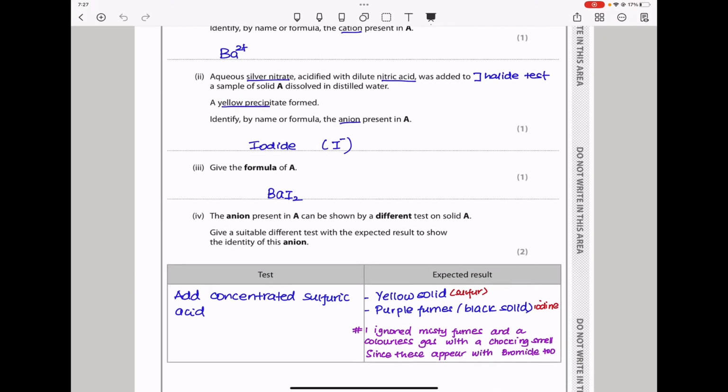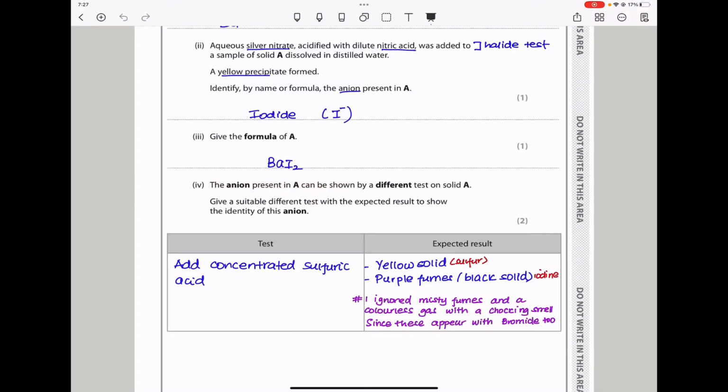The next part says give the formula of A. Because A contains barium cation and iodide anion, it's going to be barium iodide. Then the anion present in A can be shown by a different test. They say give a suitable different test with the expected result to show the identity of this anion.